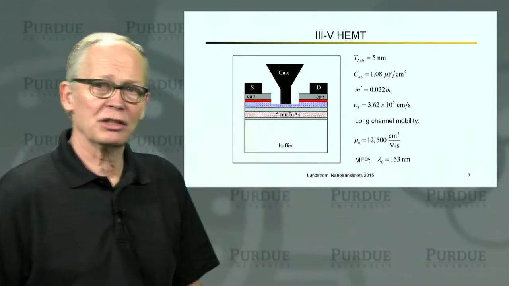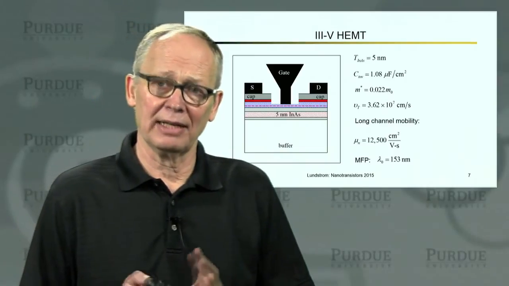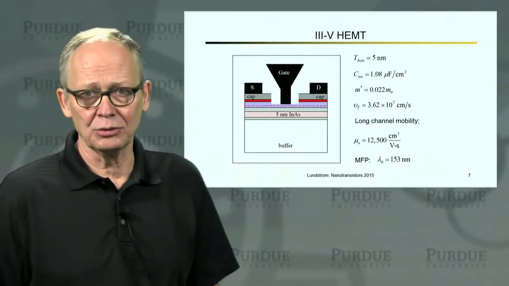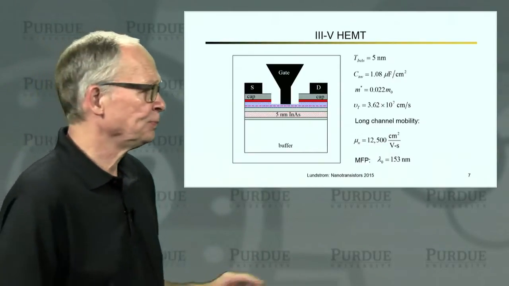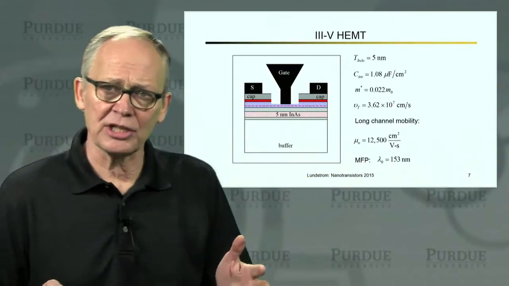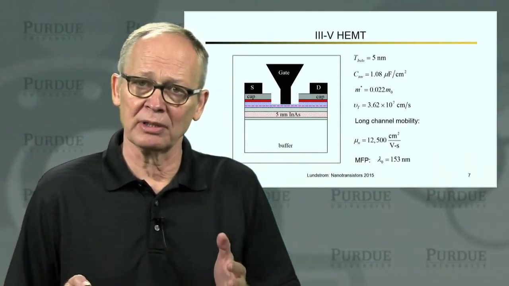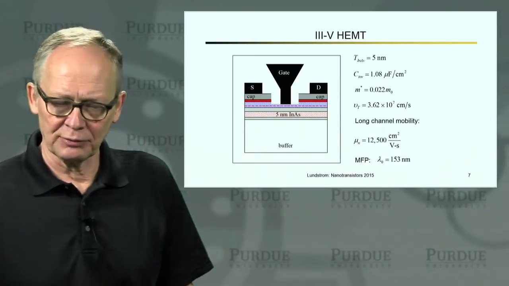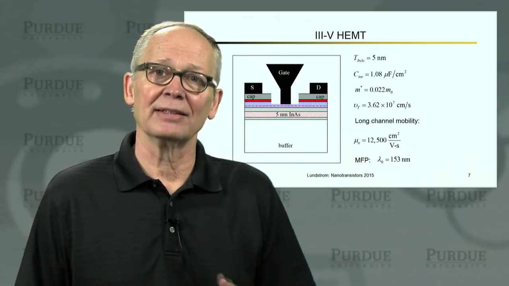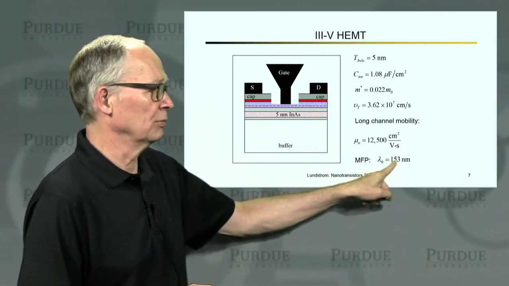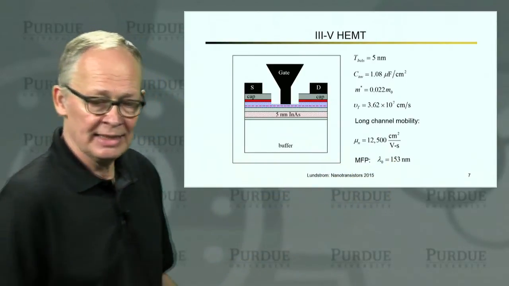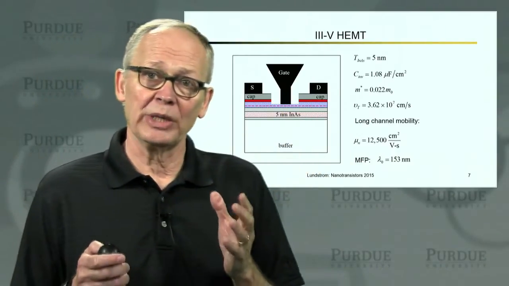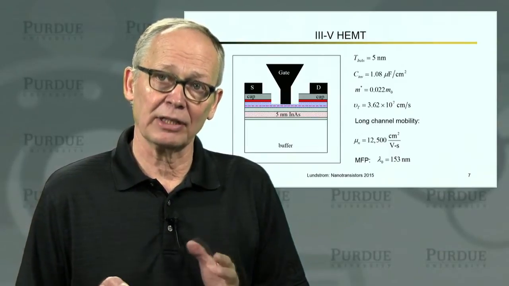When we evaluate the unidirectional thermal velocity in this case, we get a value that is more than 3 times higher than what we computed for silicon, 3.62 times 10 to the 7th centimeters per second. And if we measure the mobility on a very long channel device where the apparent mobility is the actual mobility, we find an extremely high electron mobility, over 12,000 centimeters squared per volt second, which suggests a mean free path that is very long, about 153 nanometers. That is significantly longer than the 30 nanometer channel lengths that we're going to be looking at. So we expect this transistor to be operating very close to the ballistic limit.